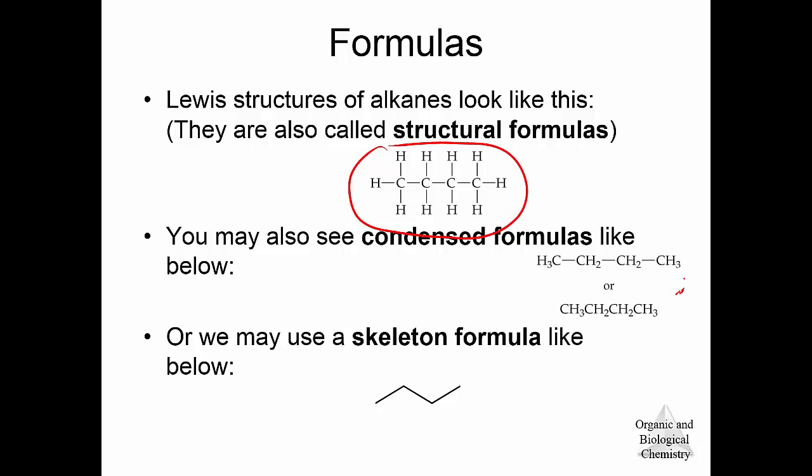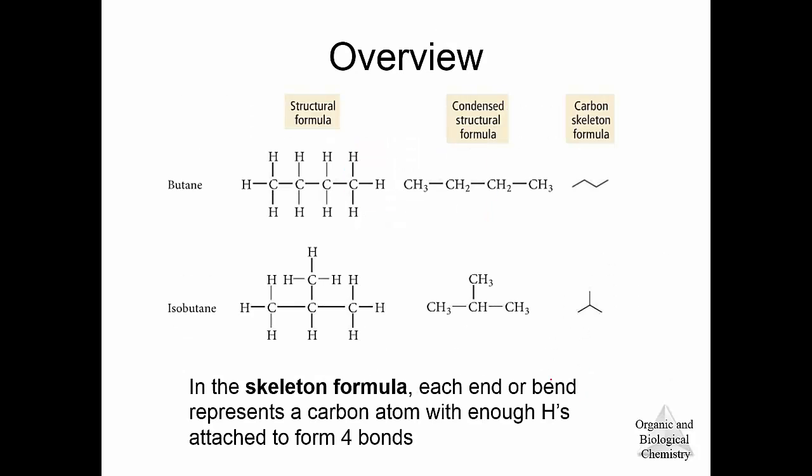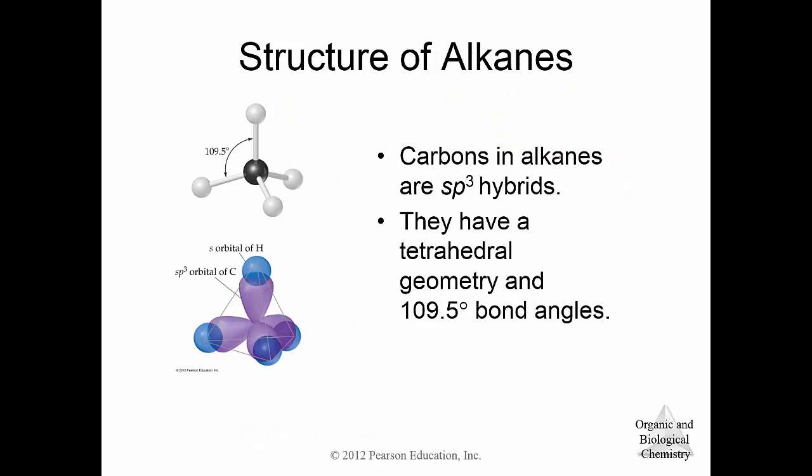And you might see a super condensed version, which becomes helpful when you're dealing with really complex molecules down here on the bottom. That's known as a skeleton formula. If you look over here, this shows them all side by side. In the skeleton formula, each end or bend in that line, that funny line you've seen right here, represents a carbon atom with enough hydrogens attached to form 4 bonds. So again, 3 different ways in which you might see these structures drawn.